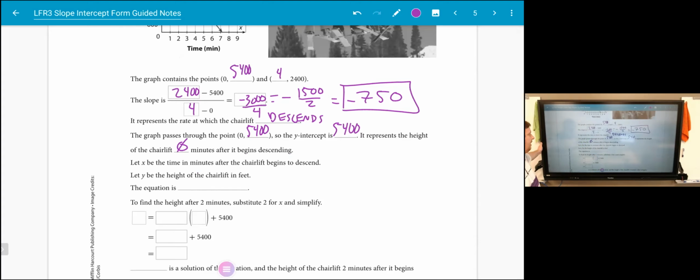The equation is y equals, our slope is negative 750x plus 5,400, because that's our y-intercept.